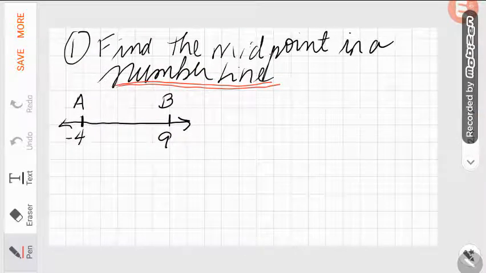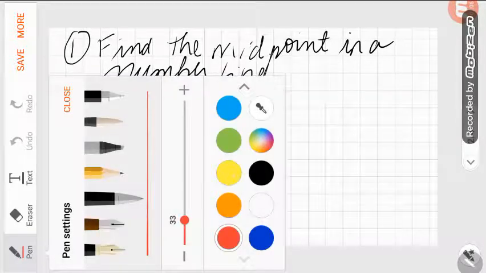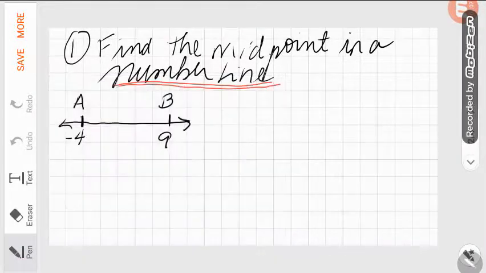Now, starting, finding the midpoint in a coordinate plane. In order for me to find the midpoint, we need to focus first of all on which formula we need. Is this a number line or is this a coordinate plane? Once you identify that it is a number line or a coordinate plane, then you're going to choose the midpoint formula that you're going to use.